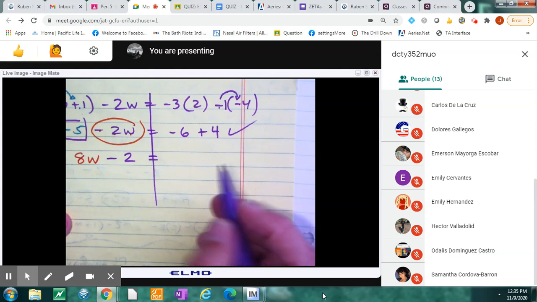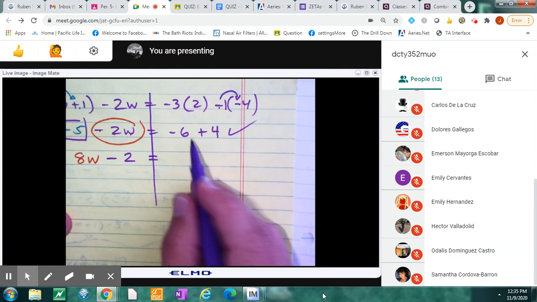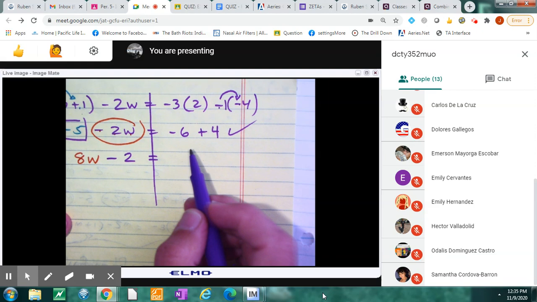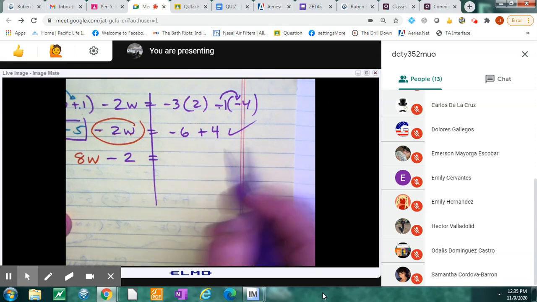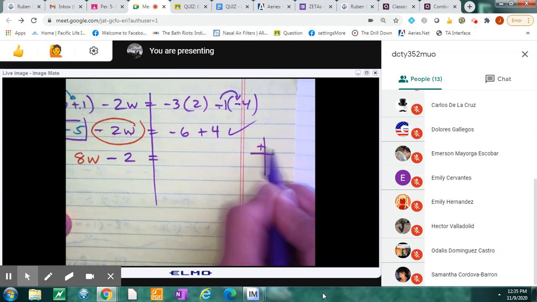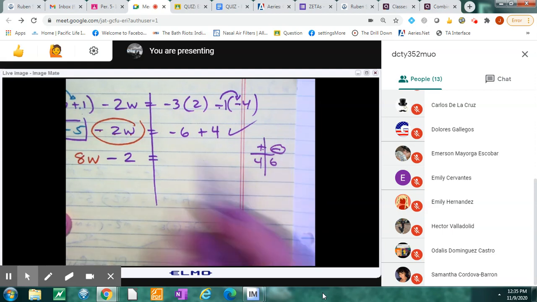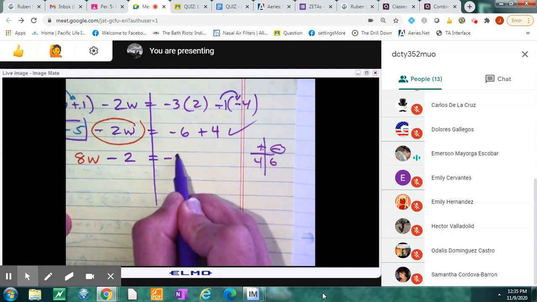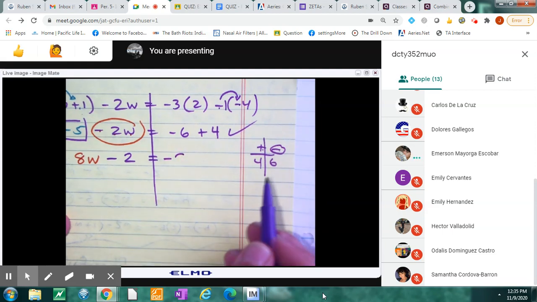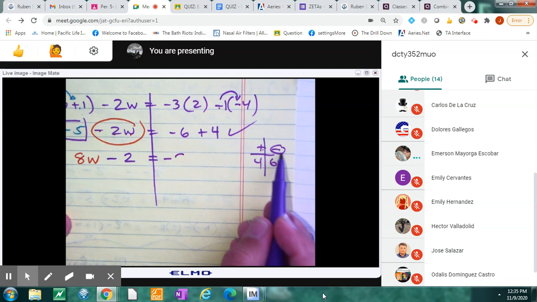Yeah. All right. So, how about this one, Emerson? Let's do -6 plus 4. -6 plus 4 using the T chart. 12 plus 2. Positive or negative? Negative, because negative has more.